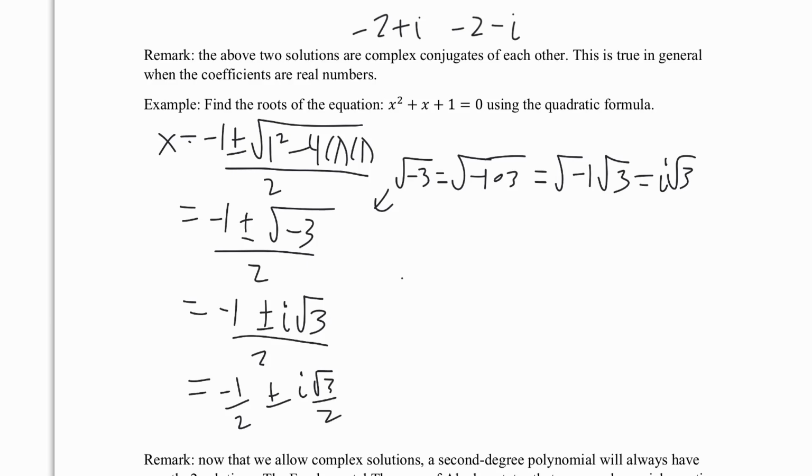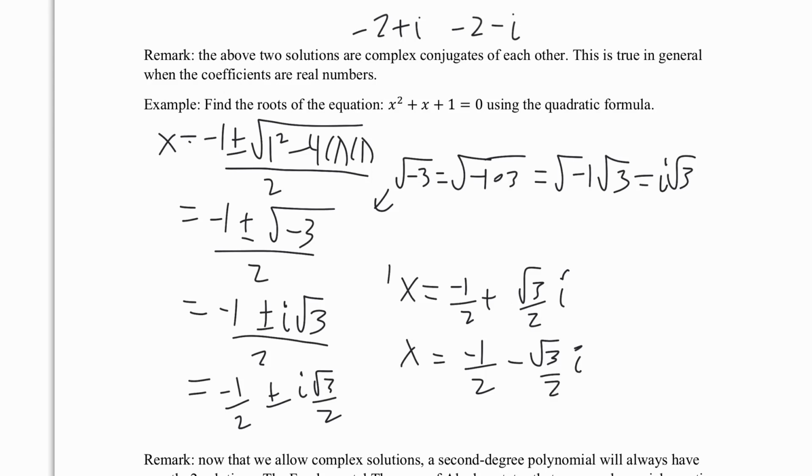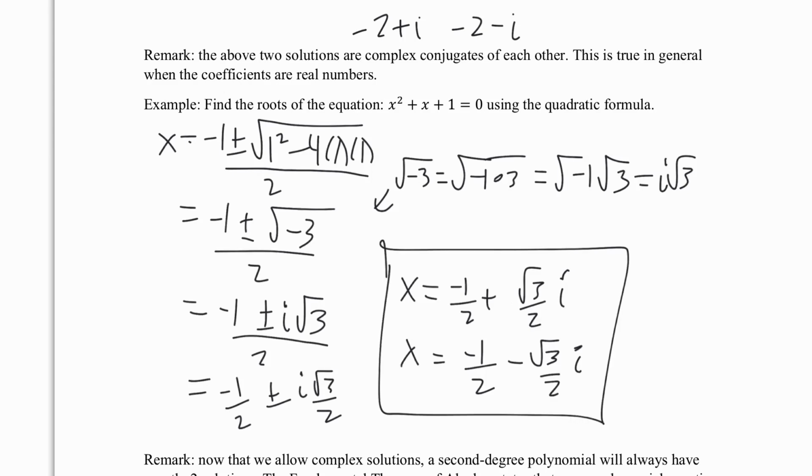And so we could write that as our two solutions. x equals -1 over 2 plus i root 3 over 2. Or generally we would write the i at the end of it, so we get root 3 over 2 i. And x equals -1 over 2 minus root 3 over 2 i. Those are our two solutions. And if you notice, they have the same real part, but the complex, or the imaginary part, has been conjugated. So instead of being positive, it's negative. You just switch the sign.